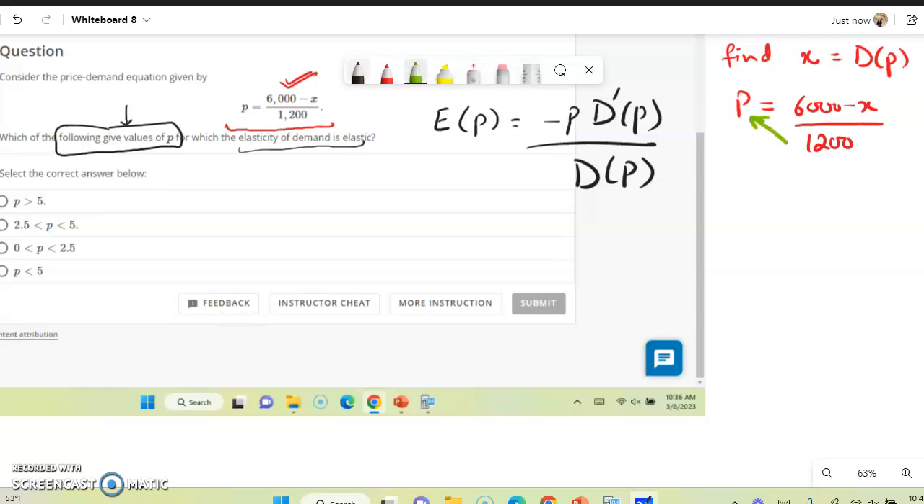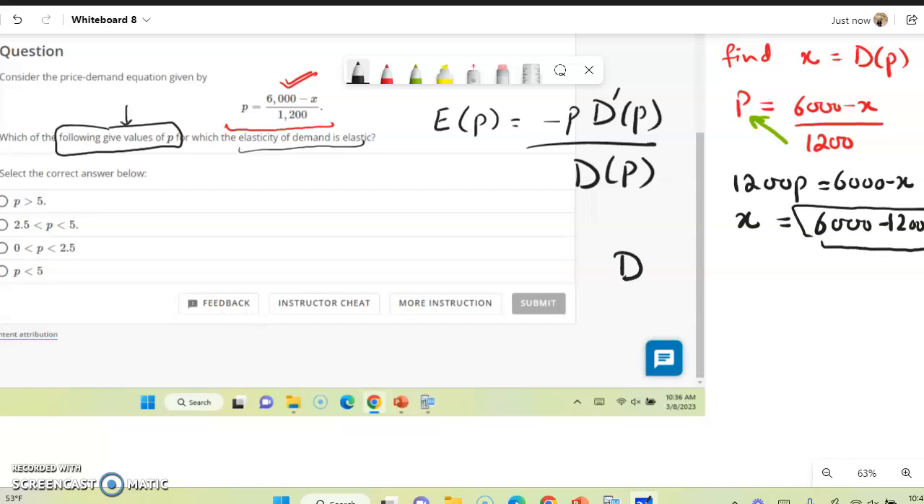So I'm going to cross multiply. This will be 1200p is equal to 6000 minus x. So add x on both sides and subtract 1200p. That would be 6000 minus 1200p. That would be your demand function. So let's write it one more time. Demand function now is 6000 minus 1200p.